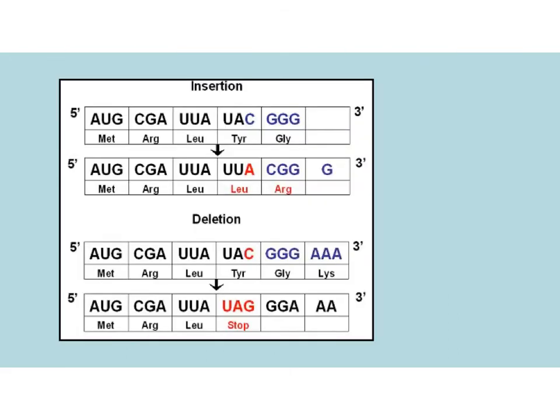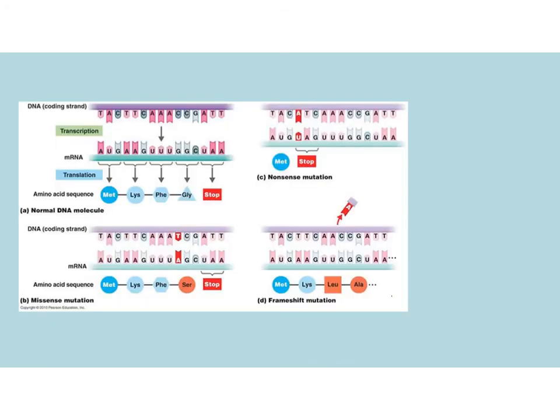So again, when we have these insertions and deletions, it can cause a missense where you're going to have a whole bunch of amino acids all screwed up, or it can also cause an early stop codon, known as a nonsense mutation. But the big thing here is that it's going to have a major comparison to a substitution. So let's look at all these 3 together.